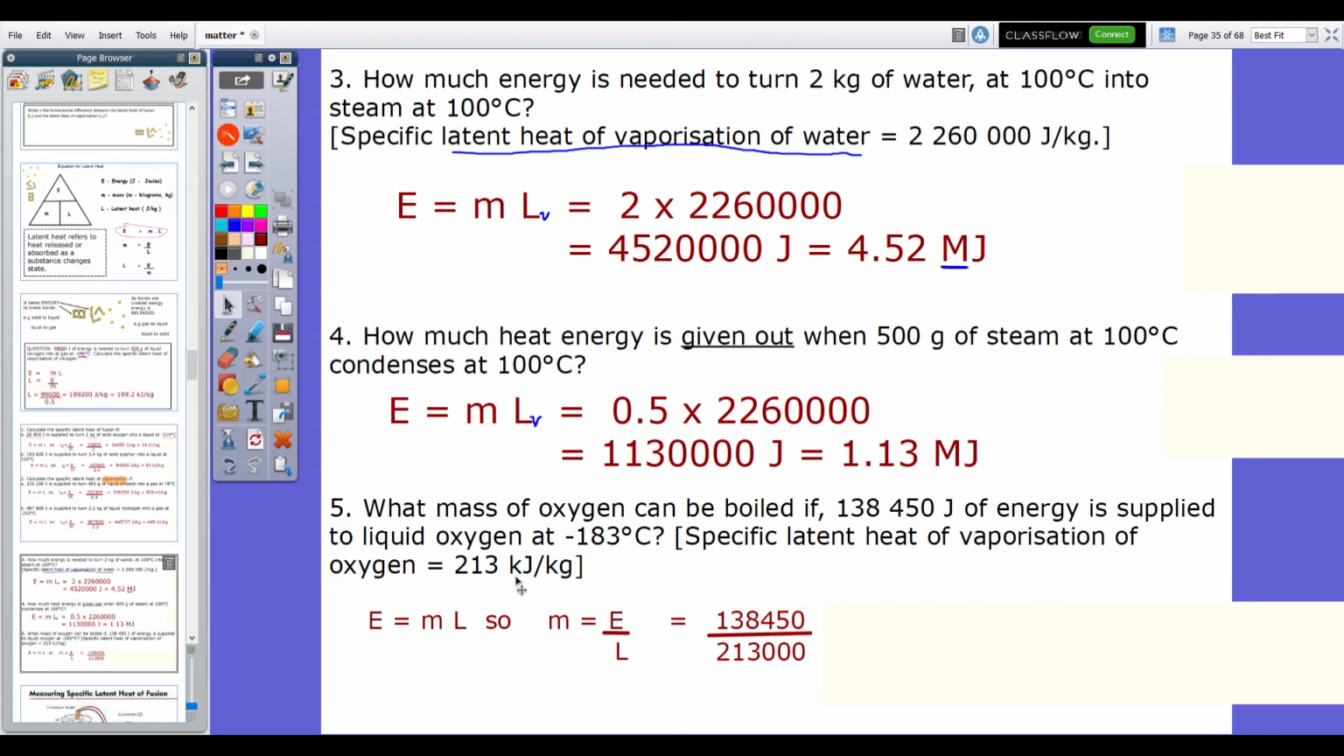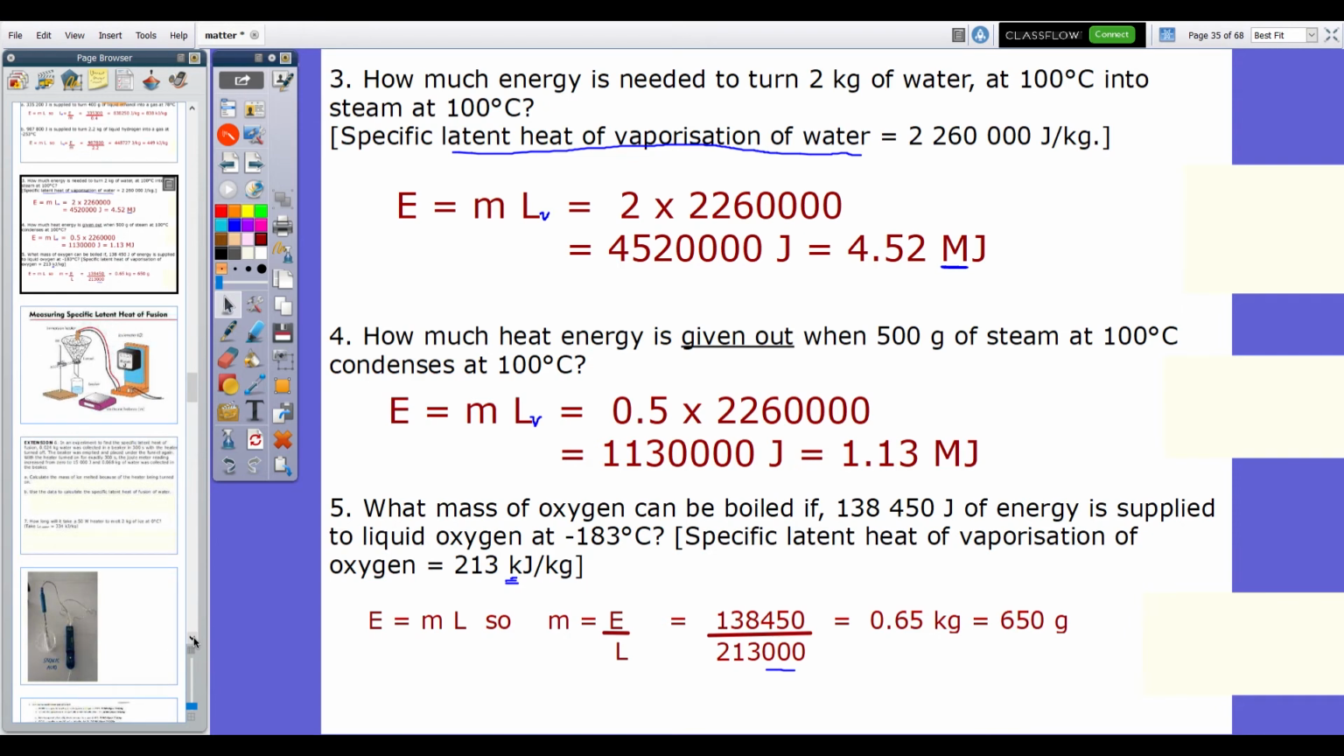And the specific latent heat, you have to be careful here, because look, that's kilojoules per kilogram. Kilogram doesn't need to be changed because kilogram is the base unit, so it's 213,000. Put numbers in, and we get 0.65 kilograms. Leave your answer as that, it's fine. If you want to change it to 650 grams, that's fine as well. That's pretty much as far as we could reasonably be expected to go, and there's certainly no further than that.